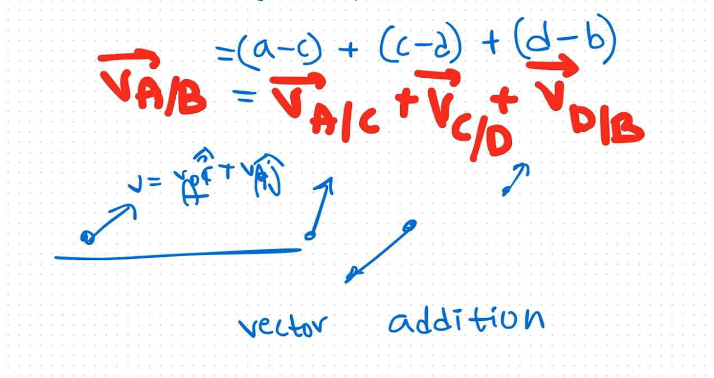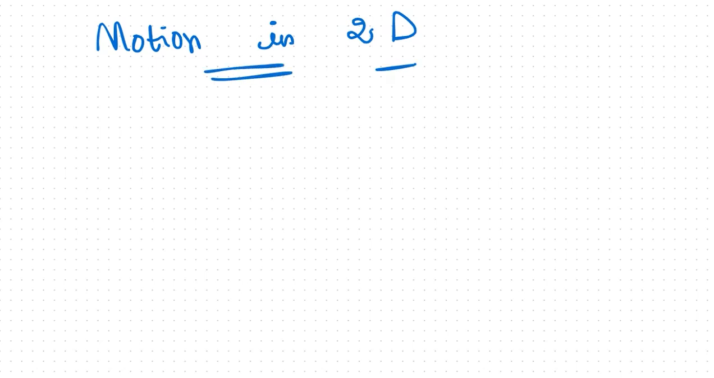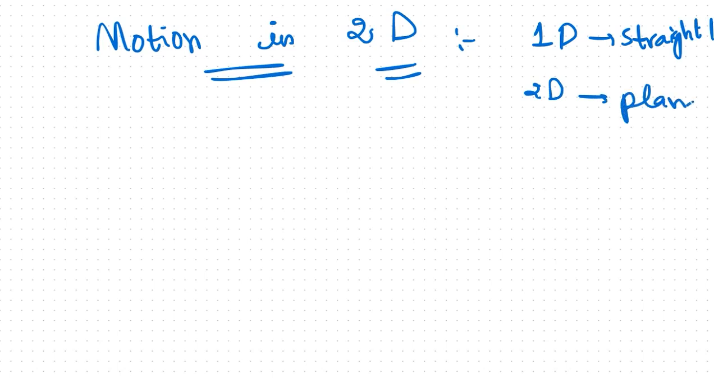Okay. Let's move on to the next chapter. So far we have discussed chapter number 2, which is about motion in 1D. Chapter 3 is about motion in 2D. So 1D was about a straight line. 2D is about a plane. 3D we don't care.